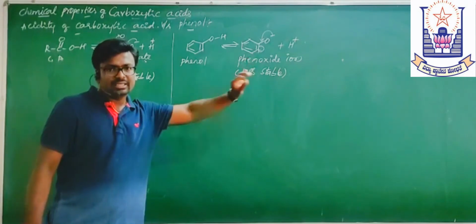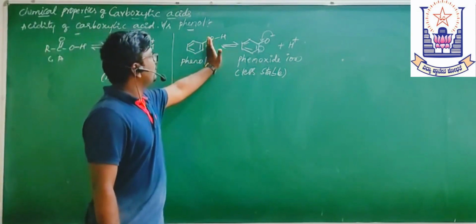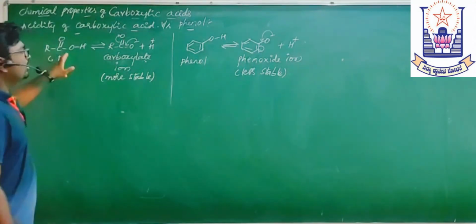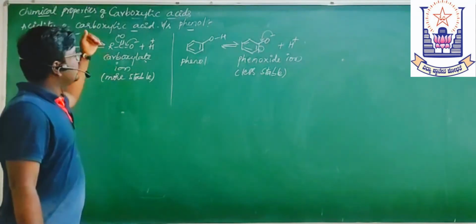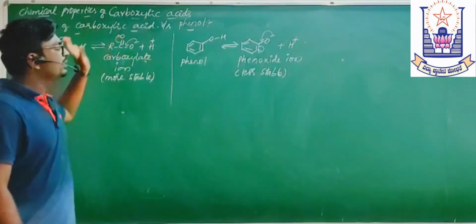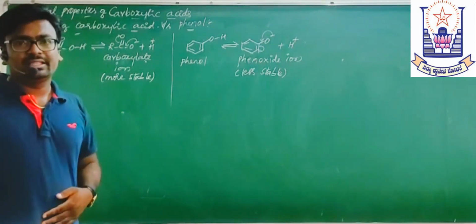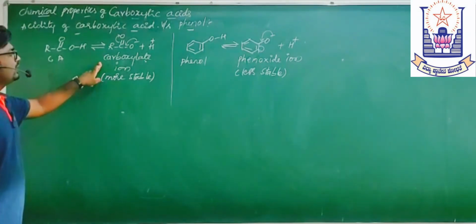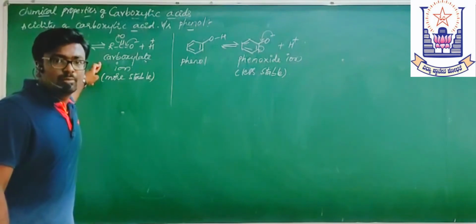That is why it is a little bit unstable, and it requires some time to donate a proton, while this carboxylic acid doesn't require much time to donate a proton. It immediately donates a proton and becomes a carboxylate ion with more stability. Here, carboxylate ion is more stable. That is why carboxylic acid is more acidic.